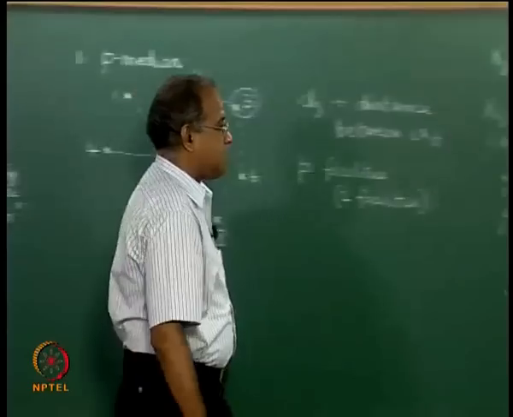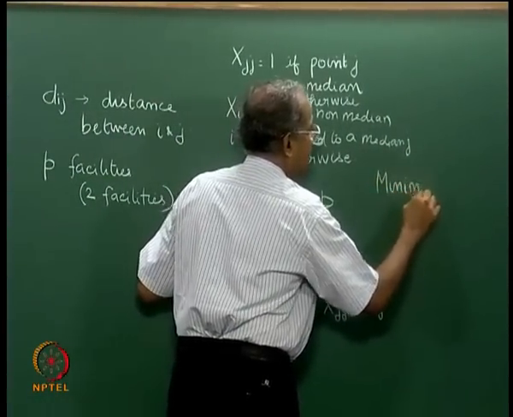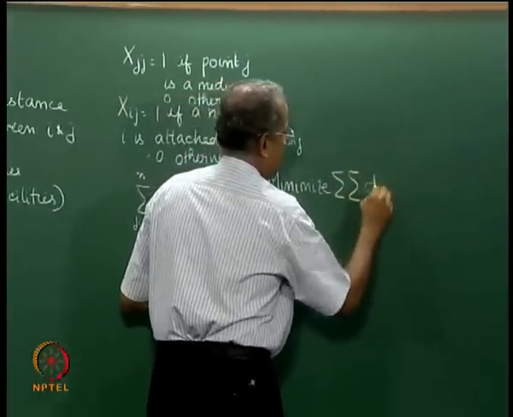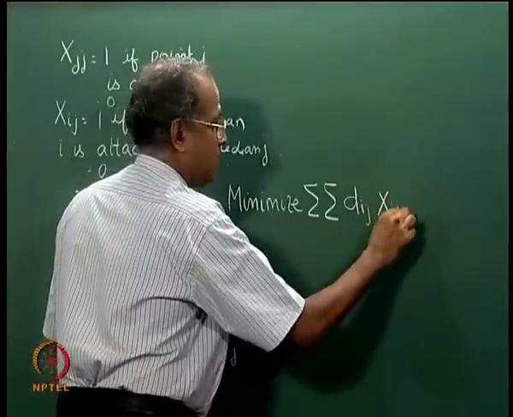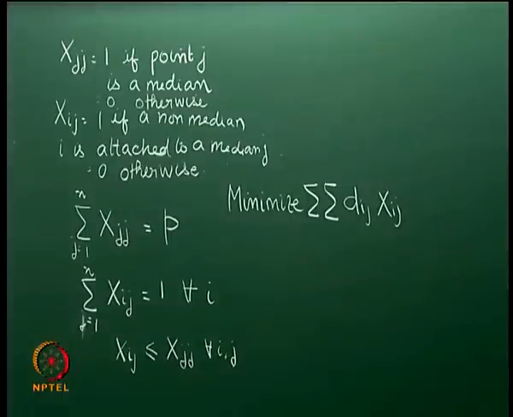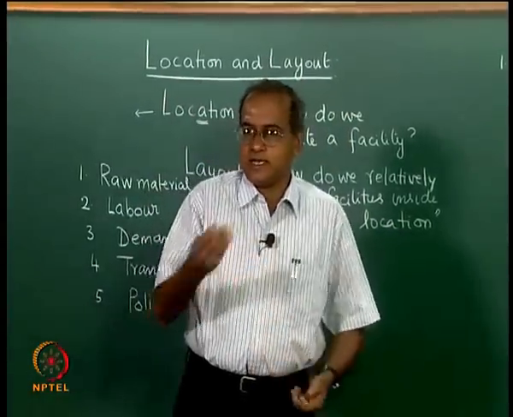So, the objective function now is to minimize the sum of dij xij, where the moment there is a link xij, there is a distance that is going to be travelled. So, we want to minimize the sum of the distances. Obviously djj is 0, the distance between a point and itself is 0. So, we want to minimize the sum of dij xij.